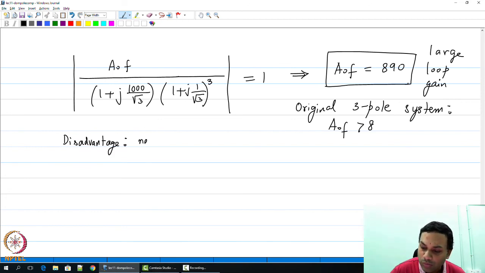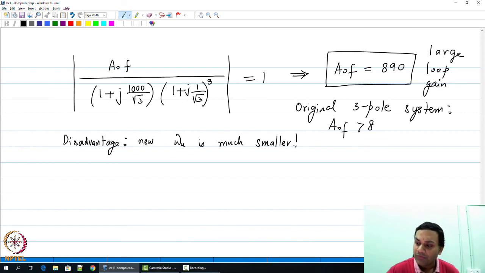So the new omega u is much smaller. But this is the open loop omega u of the loop gain. Once you place it in feedback, the bandwidth can be much higher, depending on the actual gain that you need from the system.